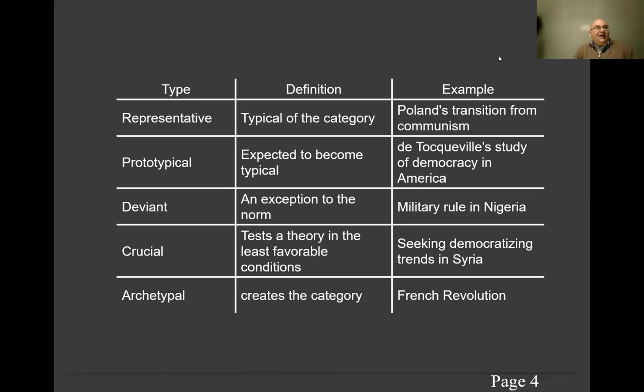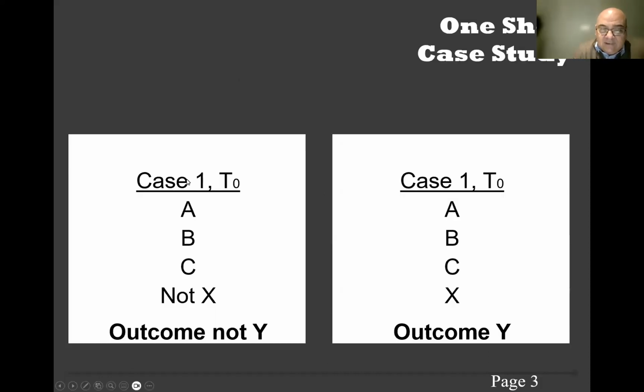Okay, I was talking about case studies to summarize. We don't like case studies because it is not possible to understand which factor or which variable affects the outcome. The example of a case study is that you have case 1, for example, you have A, B, C, and not X, and you don't have Y. Which one of them explains the outcome? A, B, C, or not X? You cannot understand it.